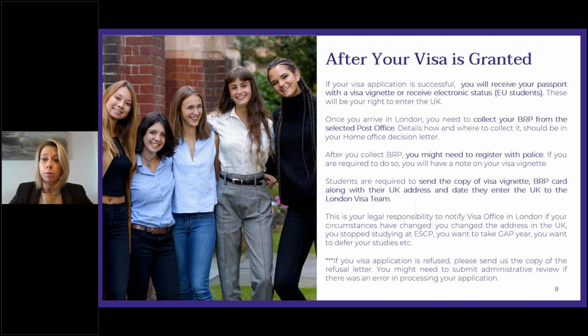So once you have the BRP card, you are obliged to report certain information to us. First of all, probably sometime in October, we will send emails requesting information from your side. You will need to provide us the copy of your visa vignette, the copy of your BRP card, your UK address, your contact details, and also the date that you entered the UK. This is the information that we have to store in our system in order to be compliant with UKVI and Home Office requirements.